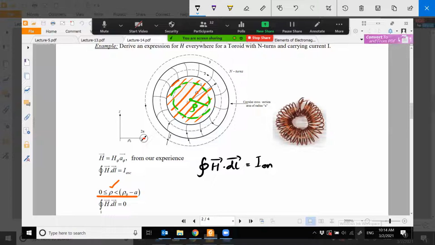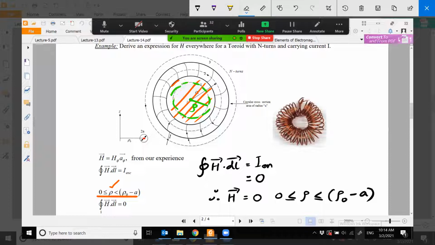Is there any current inside the green circle? No, because all your currents are flowing here, right? So there is nothing inside. So that's why this is equal to 0. And therefore, we conclude that the magnetic field is equal to 0 in this region where rho is between 0 and rho 0 minus a. Clear?